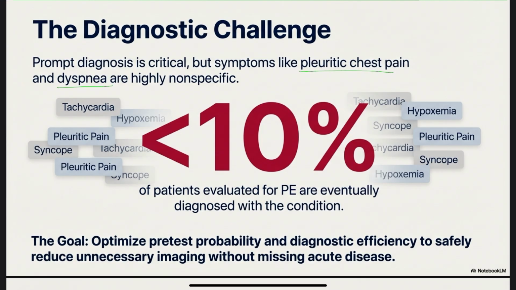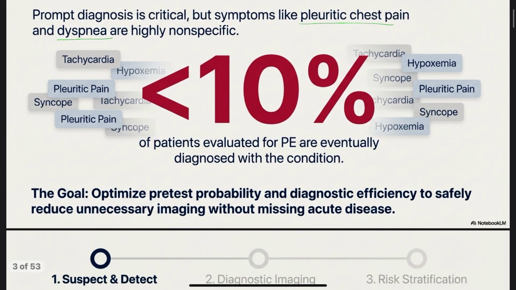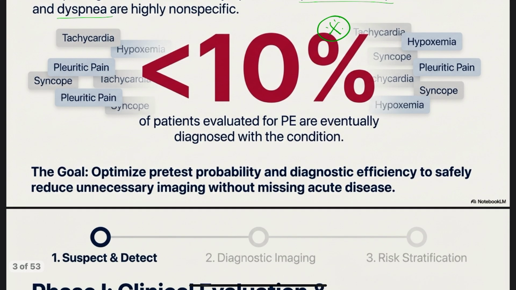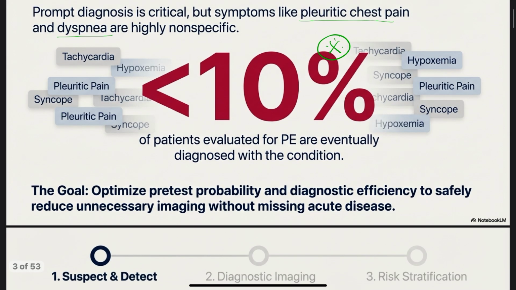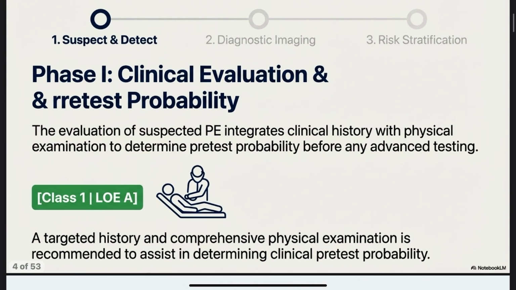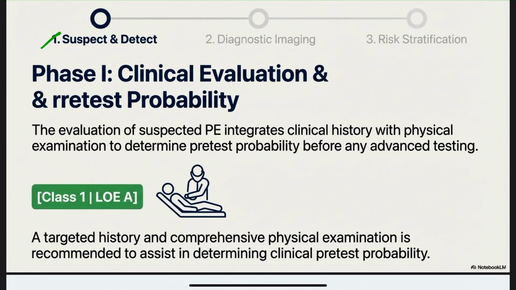So this is an alarming problem with pulmonary embolism. Usually it is missed out. Less than 10 percent of patients are eventually diagnosed properly and given proper management. So this is a very low number. That is why these diagnosis guidelines have been made, so that nobody with pulmonary embolism is missed. And the first thing this video will speak about is suspect and detect.